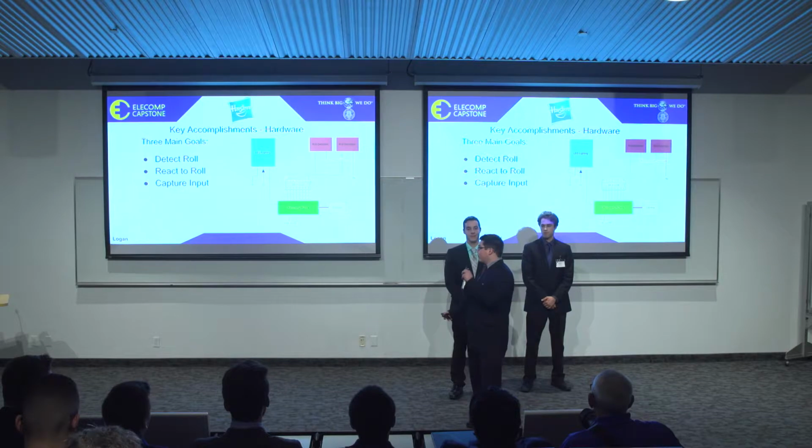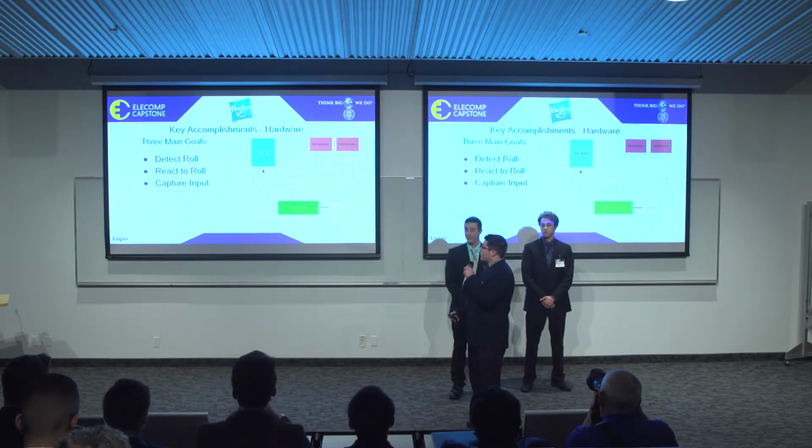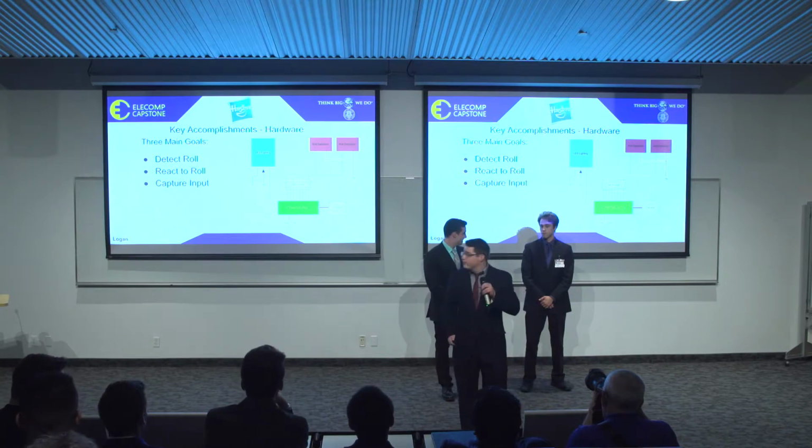Thank you, Zach. So from a hardware aspect of our project, we have three main goals. Goal number one is to detect a die roll. Goal number two is to react to said die roll. And goal number three is to capture an input for our software to process. On the right here, you can see all of our hardware systems in a wire diagram, and I'll begin to explain these in the next couple slides.